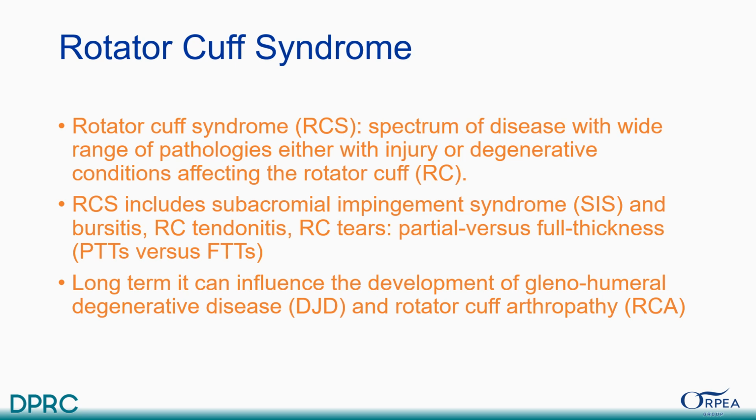So what is a rotator cuff syndrome? Rotator cuff syndrome encompasses a spectrum of diseases with a wide range of pathologies. It could either start with an injury or be a degenerative condition affecting the rotator cuff. Rotator cuff syndrome includes subacromial impingement syndrome. It could be a bursitis, it could be a tendinitis of the rotator cuff, or it could be a tear. The tear could be either a partial or a full thickness tear. Ultimately, in the long term, it will lead on to the development of a glenohumeral joint degenerative disease called rotator cuff arthropathy.